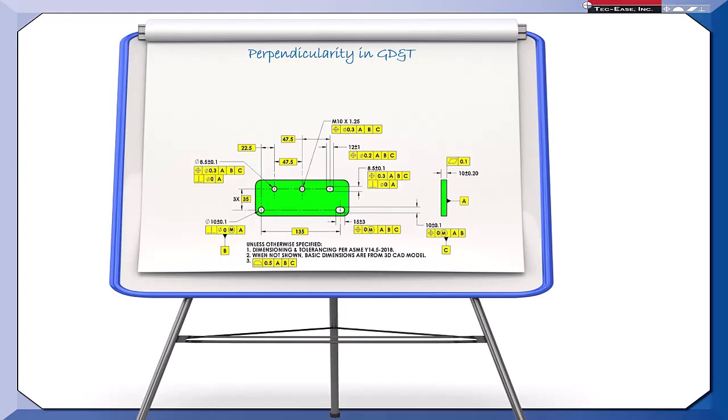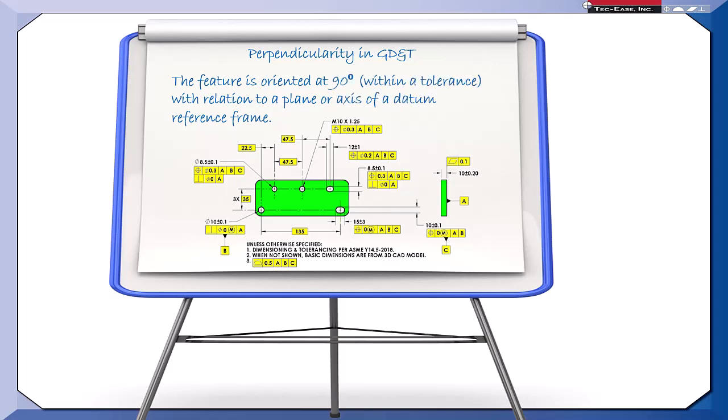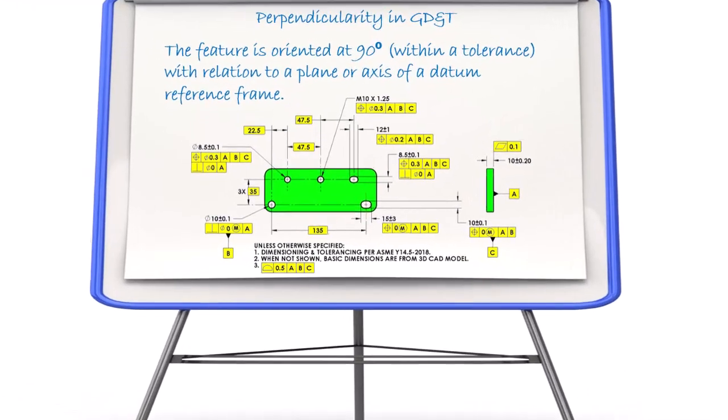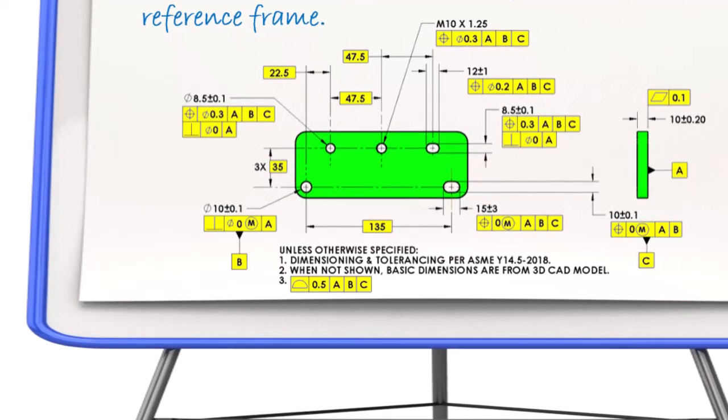In GD&T, we have the perpendicularity symbol. When we use this symbol, we are saying that a feature is oriented at 90 degrees, perpendicular, within a tolerance zone that is constrained in orientation relative to a plane or axis of a datum reference frame. On this drawing, we see that datum feature B is perpendicular within 0 at MMC to a datum reference frame that is constrained by datum plane A.